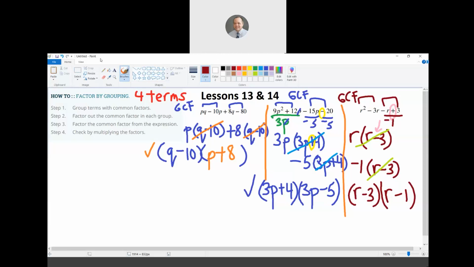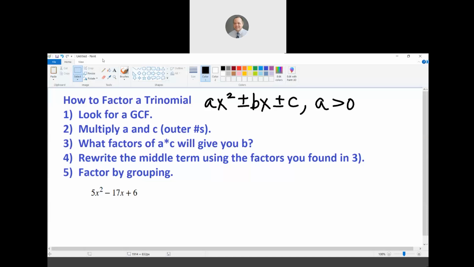So that is factoring by grouping. Now, we're going to use factoring by grouping to help us factor trinomials. A trinomial is in the following form: ax squared plus or minus b times x plus or minus c, in which a is greater than 0, or the leading coefficient has to be positive.